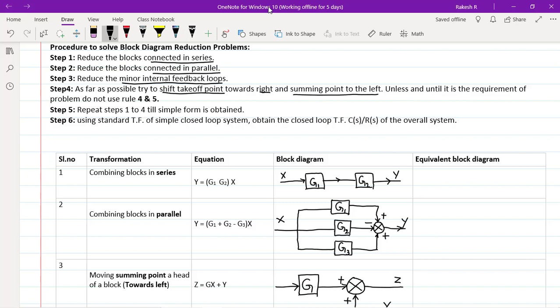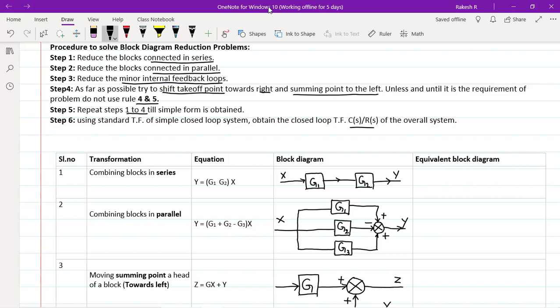towards left. And then we have other two rules which you need to use only if all these steps could not be used. After that only you can use the other two rules, that is rule number 4 and 5. Then step 5 is to repeat the steps from 1 to 4 and obtain the simplified form, and then using the standard transfer function of a simple closed loop system, obtain the transfer function C by R for the overall system.